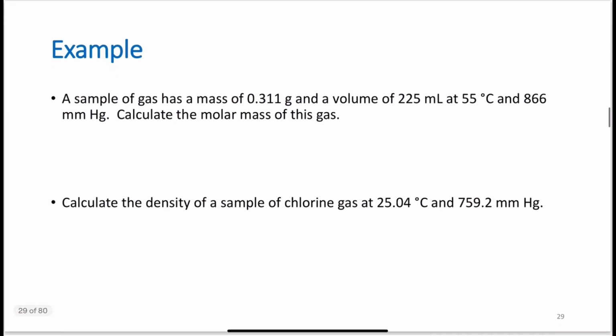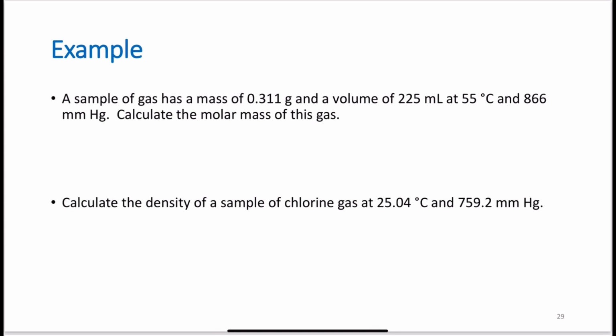Let's look at some examples we can use with this though. A sample of gas with a mass of 0.311 grams and a volume of 225 mL at 55 degrees C and 865 millimeters of mercury. Calculate the molar mass of this gas. A few different ways we can do this. We could just solve for the number of moles and then take the mass of the substance, or we could plug it into the equation. Let's just do it both ways.